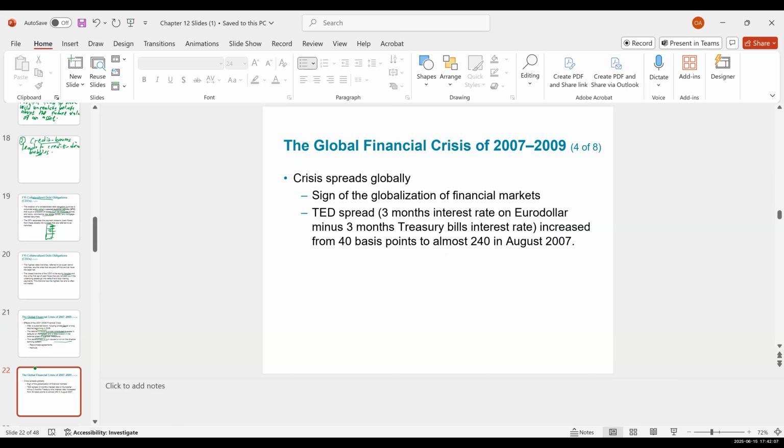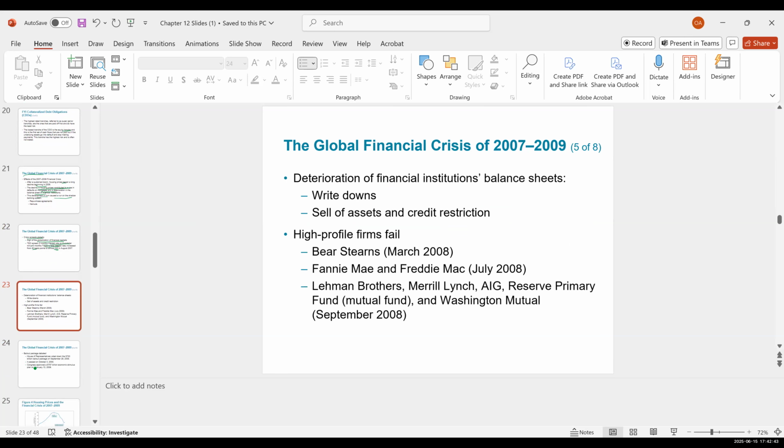And then the credit spread spread globally, the sign of the globalization of financial markets, right? Because it became a global financial crisis. So what they call the TED spread, which is the 3-month interest rate on the eurodollar minus the 3-month treasury bill rate, increased substantially, similar to the credit spread that I talked about earlier during the Great Depression. This one increased by 200 basis points, from 40 basis points, 0.4, to about 2.4. That's huge when you think about it.